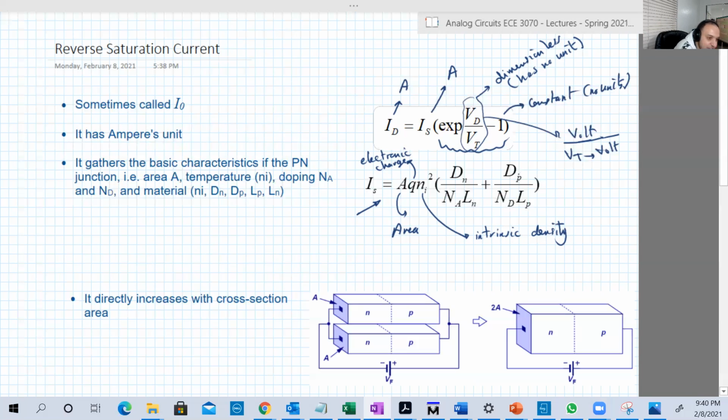Then Dn and Dp here are the diffusion parameter, or diffusion constant, or diffusivity, as we studied. These numbers are different from material to material. For example, for silicon, Dn is 34 centimeter square per second, and Dp is 12 centimeter square per second. Then Na and Nd, the doping.